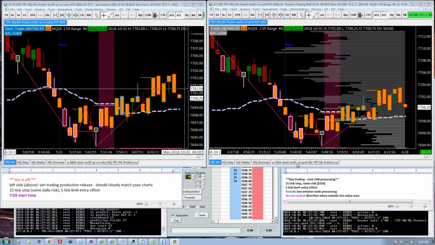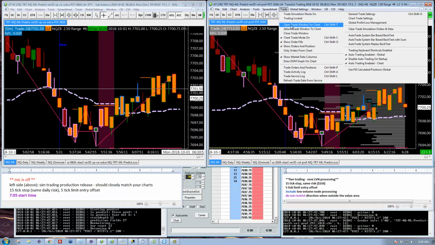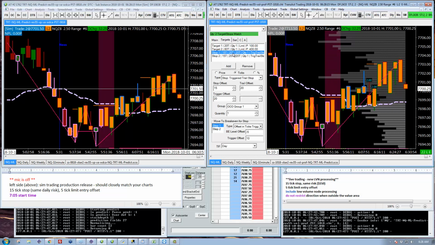In both cases, I'm using a 15 tick stop. This is a change. Attention. We've been using 10, but the total risk is the same. I was using 10 tick stops, but taking 3 trades. Now I'm using a 15 tick stop, but taking 2. So the amount of risk is the same.